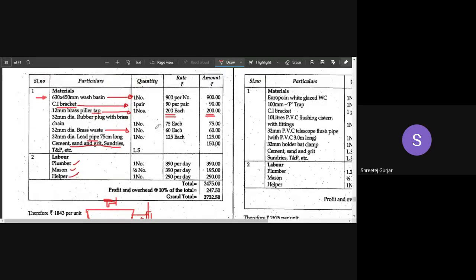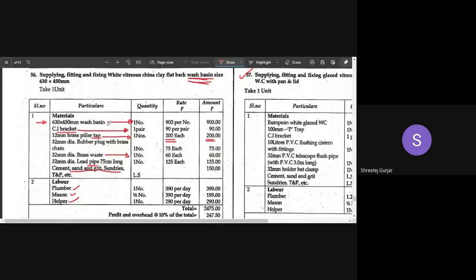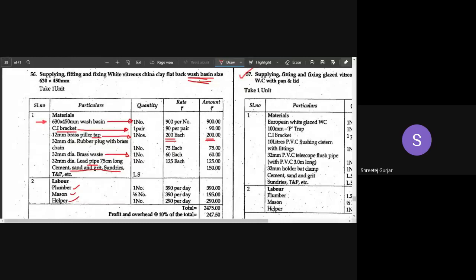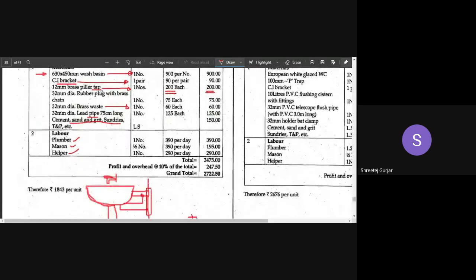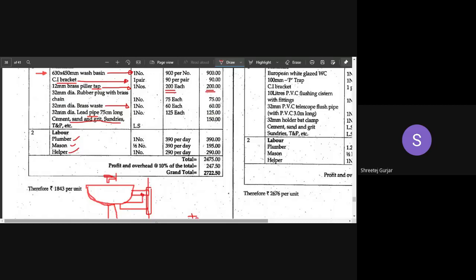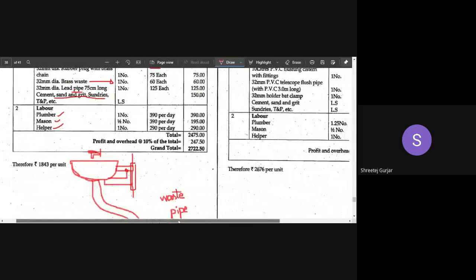Okay, so I have given you a brief idea what all are to be included in your rate analysis of one unit of a wash basin that you need to fix. Okay, so these are very minor quantities. You can read in detail later on for detailed understanding.